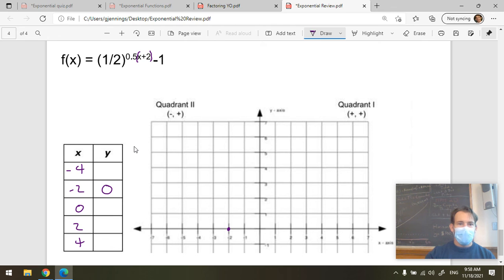-4. -4 plus 2 is -2. -2 times a half, -1. So 1 half to the -1 is 2. 2 minus 1 is 1.